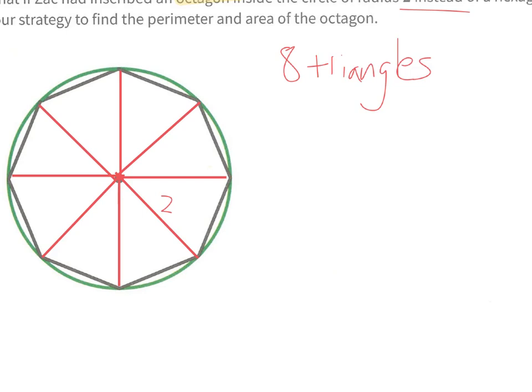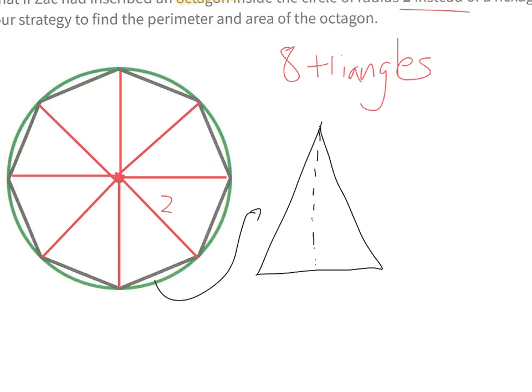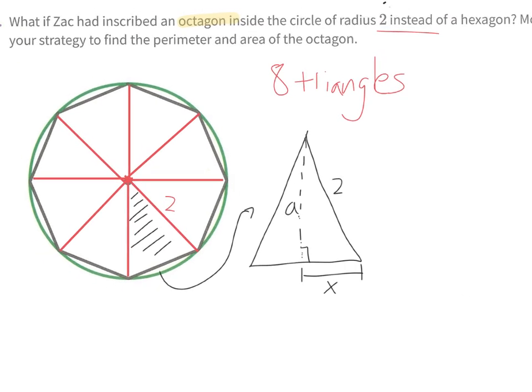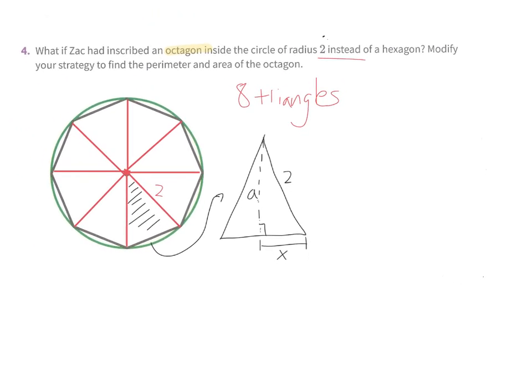So what we're going to do is take one of these triangles, and whenever we're doing this, it's real helpful to draw a large version of one of these pieces of pie, and we'll label it as we go. All right, so if we take this triangle and blow it up, we get this. Now we're going to need to find a couple pieces here. We need to find this half side, and we're going to need to find this altitude here. We'll call it A. And those will help us find the area of the triangle and then the area of the whole polygon and the perimeter as well.